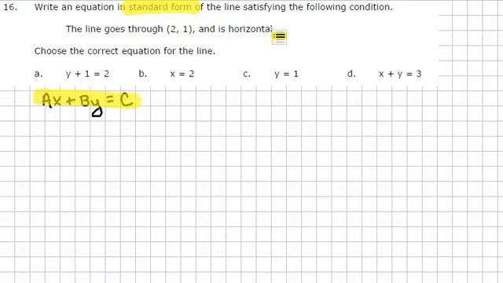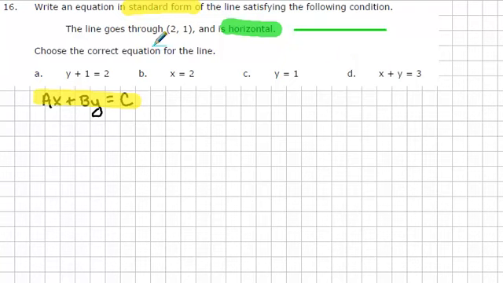Another key word in our problem is horizontal. What does it mean for a line to be horizontal? The way that I remember is that horizontal sounds a lot like horizon. So when I hear horizontal, I think about looking out over the horizon, and I draw a line that looks like this. I'm looking out over the horizon. This is a horizontal line.